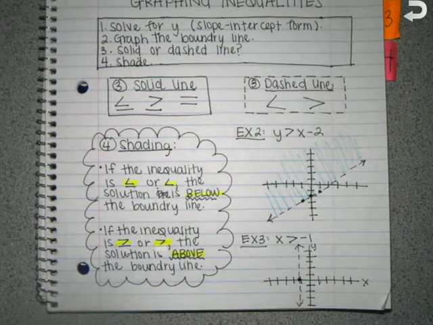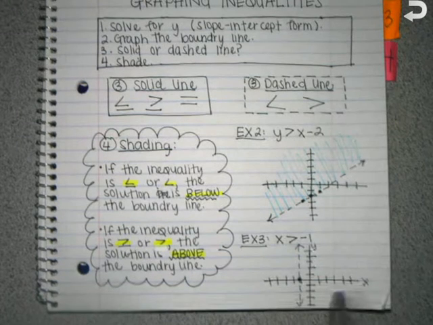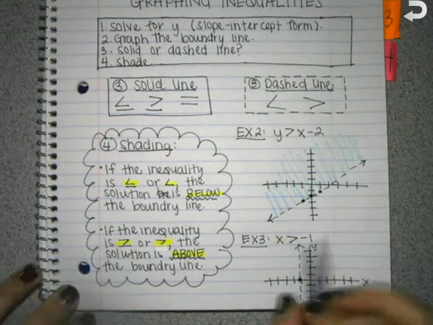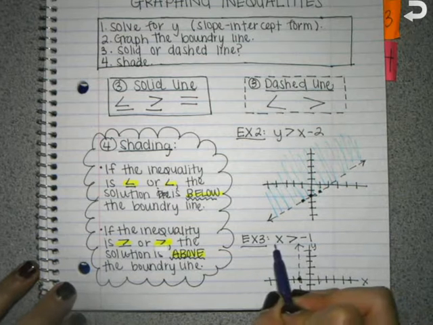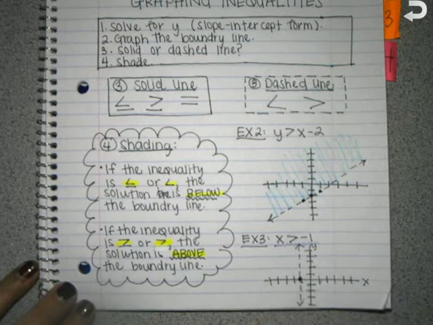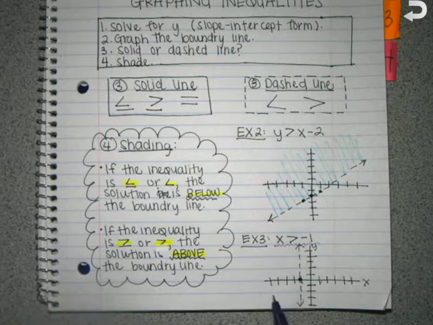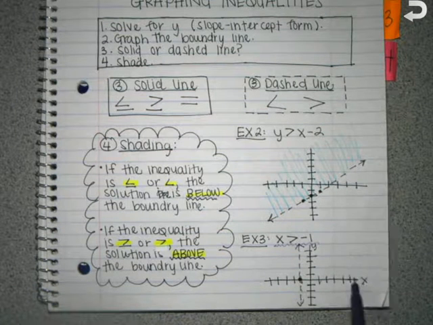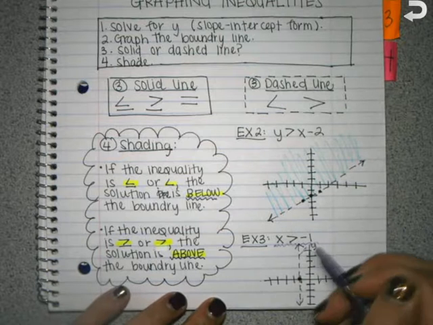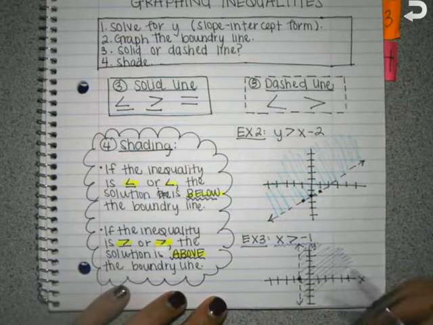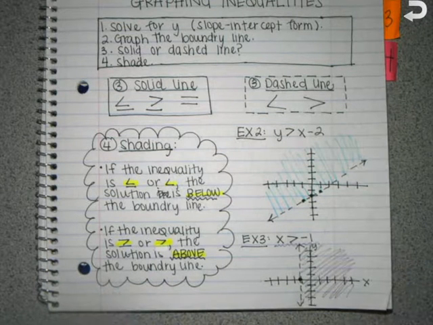So if you have a horizontal line, knowing whether to shade above or below should be easy, right? With the vertical line, it's a little bit trickier because there is no above or below. There's just left and right. So let's think about this. This is saying that all my x's have to be greater than -1. Along the x-axis, which direction are my numbers getting bigger? To the left or to the right? Right. To the right. So we're going to shade to the right. Okay? That's it.